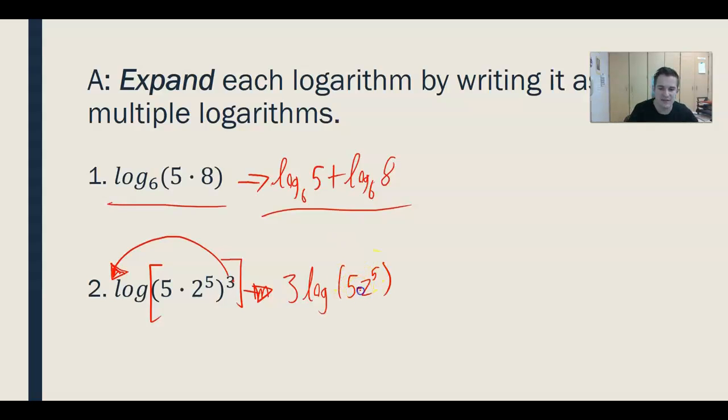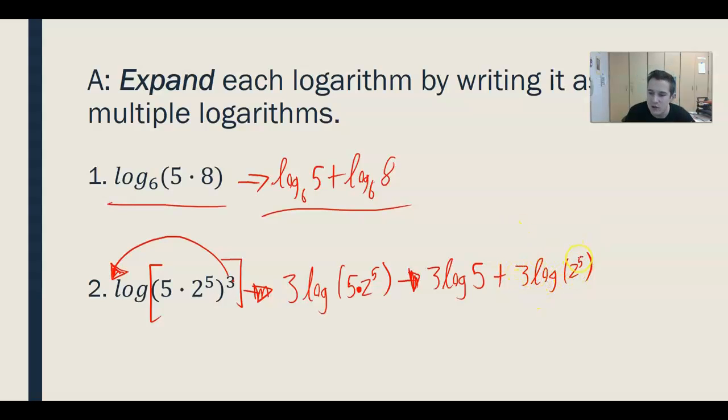Now I have some multiplication in here. I have log of this times this. Well, when I have the log of two things that are being multiplied, I can write that as 3 log of 5 plus 3 log of 2 to the 5th. Notice how this 3 came along for the log. It's attached to this log now. It can't go away. So 3 times the log of 5 times 2 to the 5th is the same as 3 times the log of 5 plus 3 times the log of 2 to the 5th.